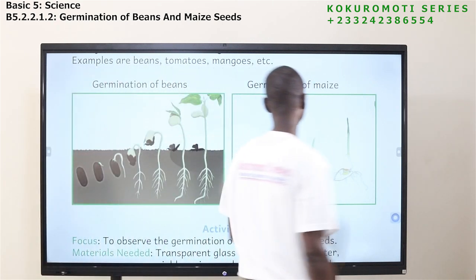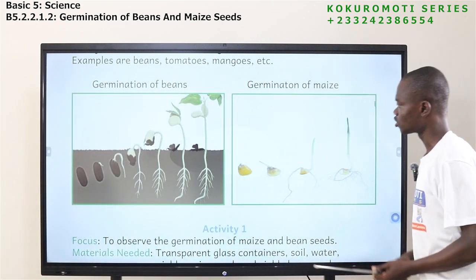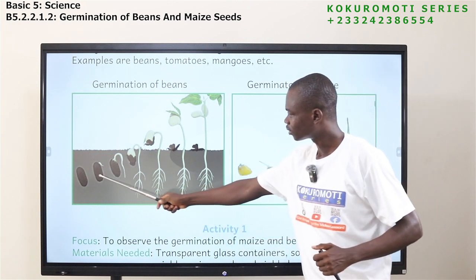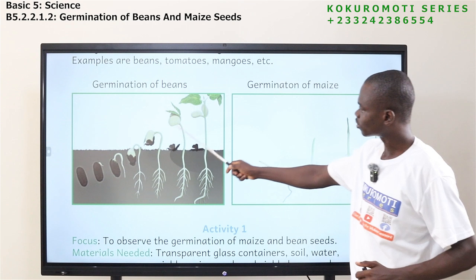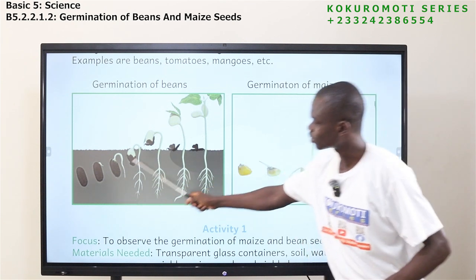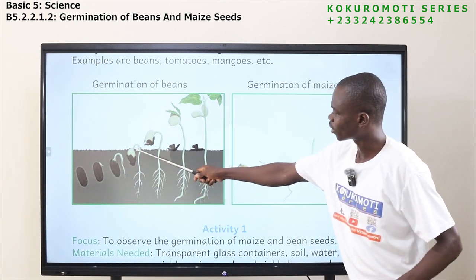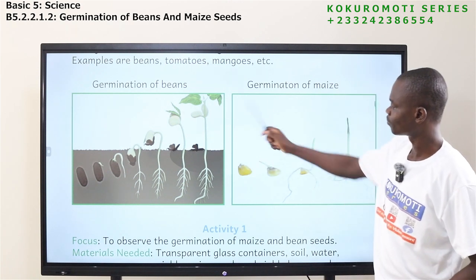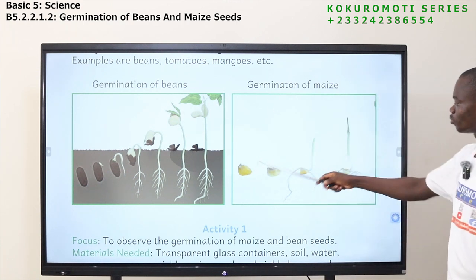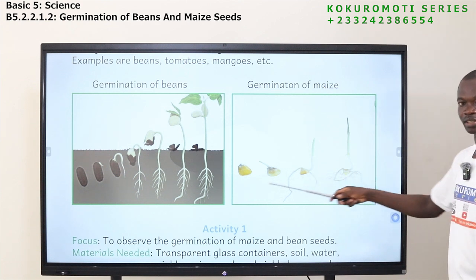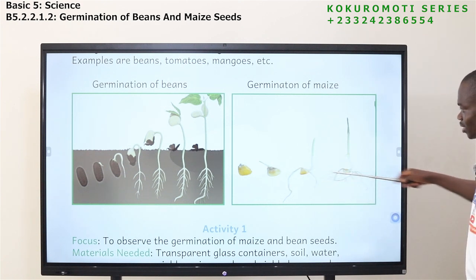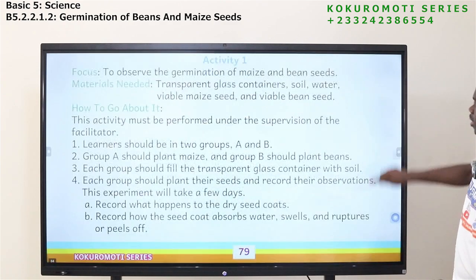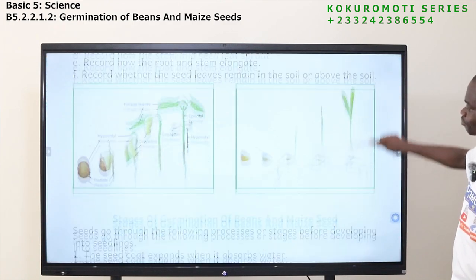This is how germination of maize also takes place. If you look at it carefully, you will see that here, the bean is here, and look at the movement of it. It moves upwards to get to this point, and it will come out of the soil. We will see it. But the maize will stay in the soil. You will not see it during germination. So it will be in the soil like that. So this is how it looks. Okay. Now let's come to this side.